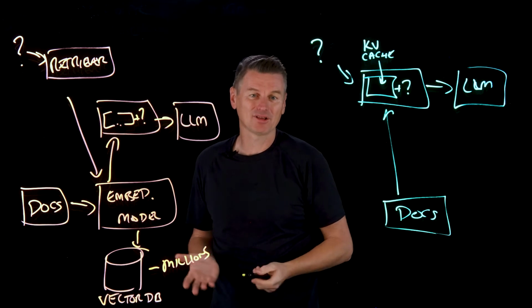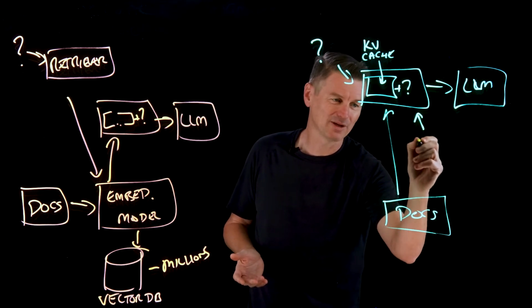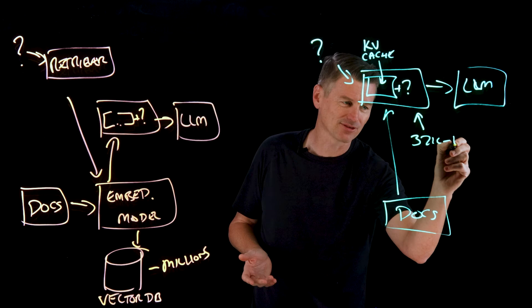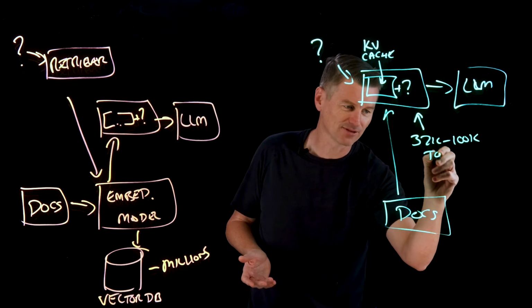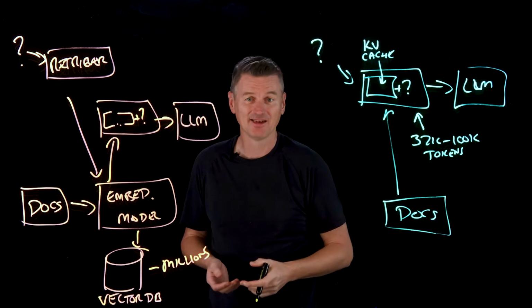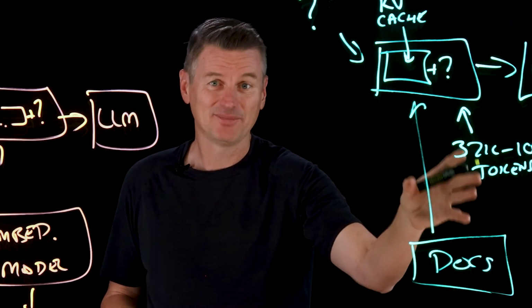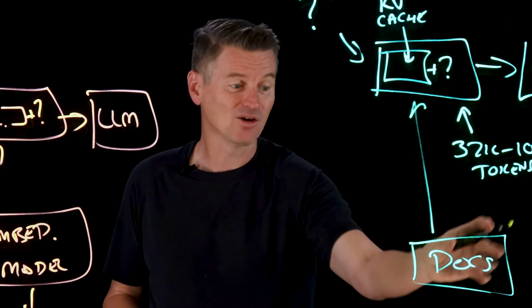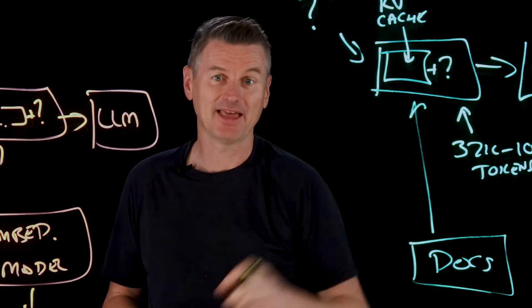Now, a typical model today can have a context window of something like 32,000 to 100,000 tokens. Some are a bit larger than that, but that's pretty standard. It's substantial, but it's still finite, and all of these docs need to fit in that window.